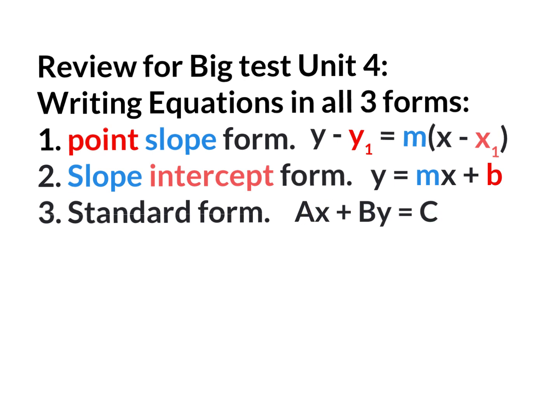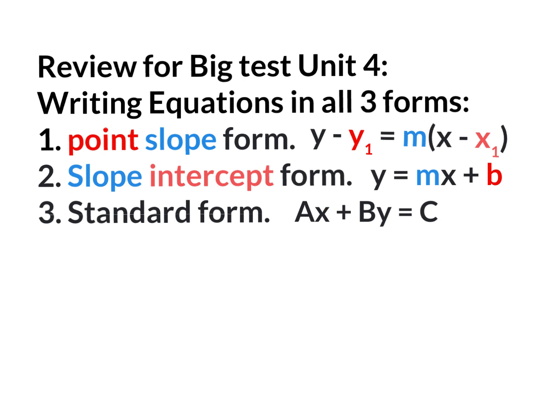Okay. If you notice, point slope is written in red and blue because the point is in red and the m is in blue. This slope intercept is written in blue and red because the slope is in red, and the b is the y-intercept. Standard form doesn't have any blue or red because you cannot see any slope and you cannot see any y-intercept, or any point.